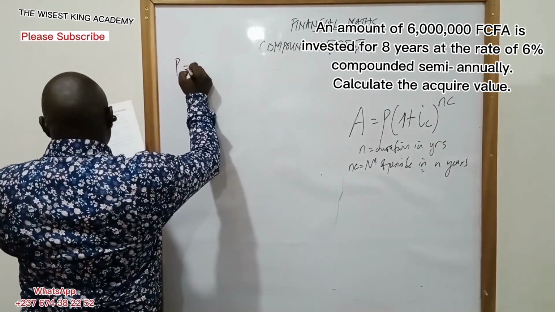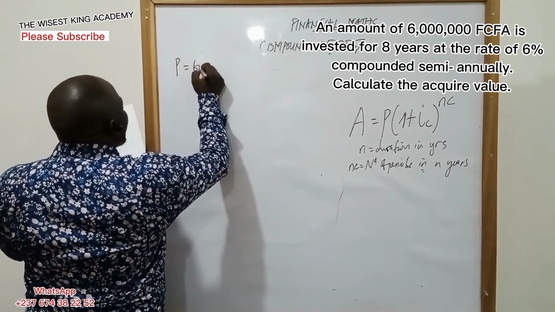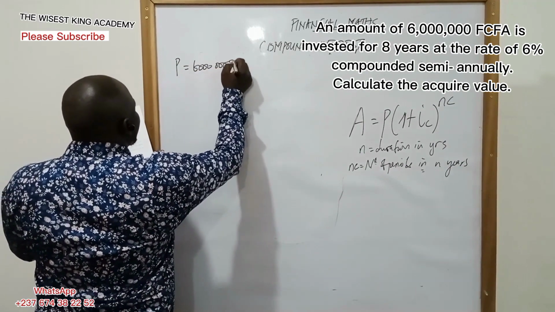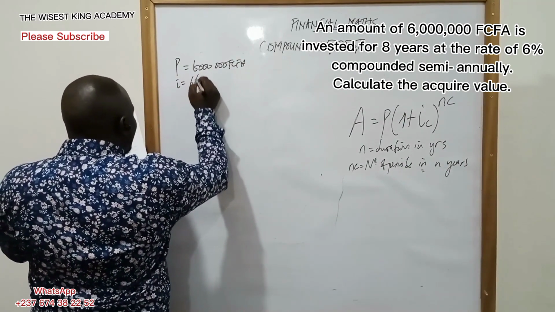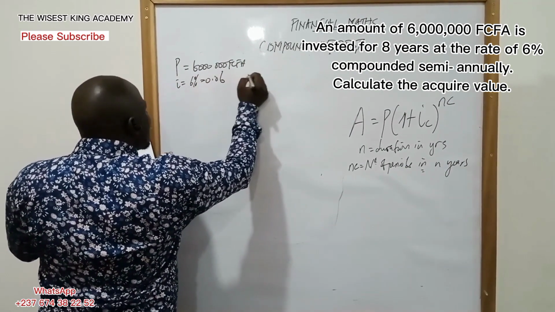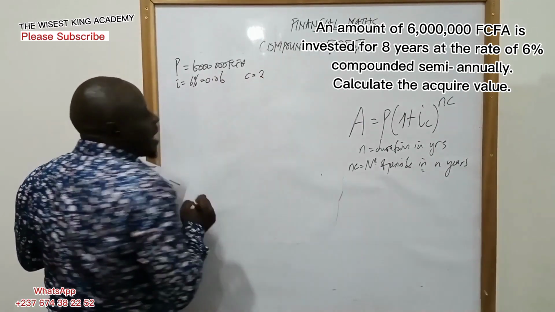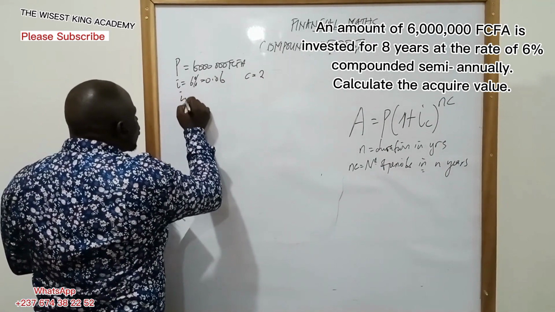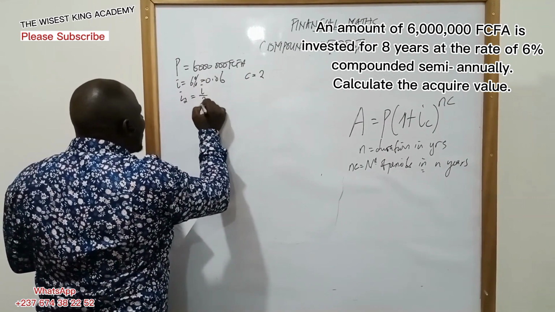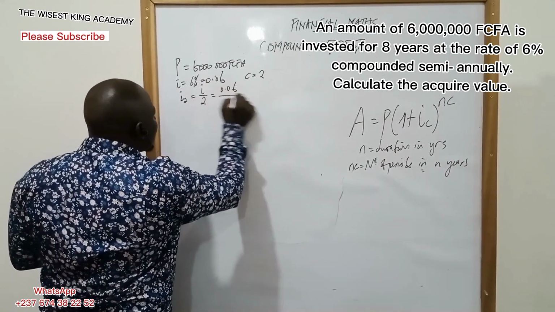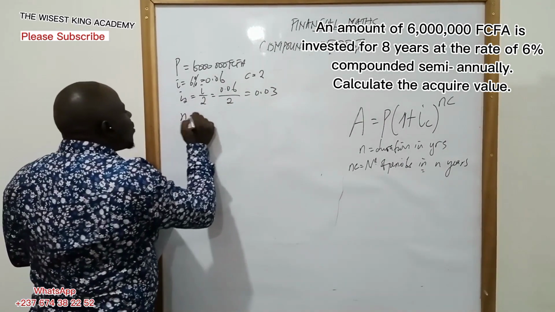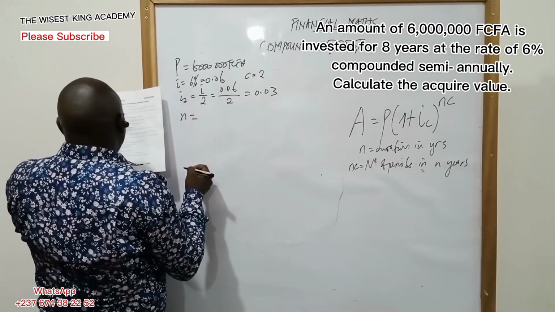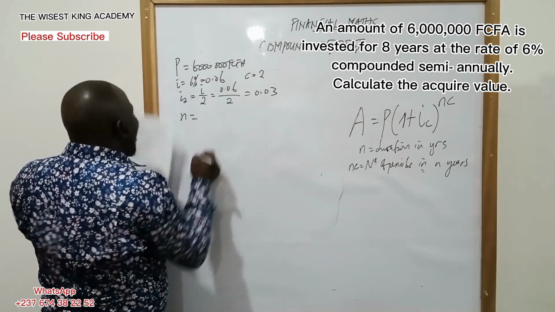The principal here is 6 million francs. The annual interest rate is 6%, which is 0.06. But compounding is done 2 times a year. So we need to calculate I2, which will be I divided by 2. 0.06 divided by 2 will be 0.03. N, which is our duration in years, is how many years? 8 years.